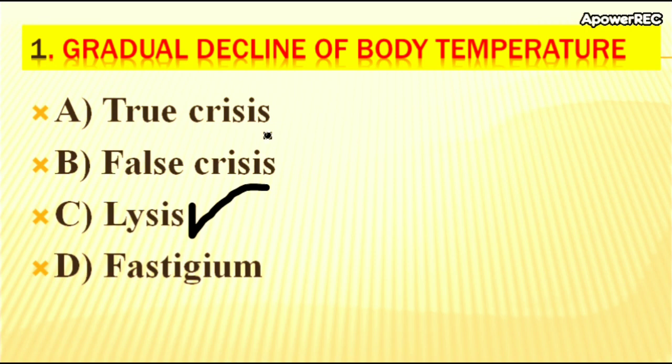True crisis means temperature falls suddenly within a few hours and touches normal. False crisis means a sudden fall in temperature but temporary. It will go on increasing again. So a temporary fall in temperature is a false crisis. True crisis is a sudden fall in temperature that touches normal. False crisis never touches the normal level.